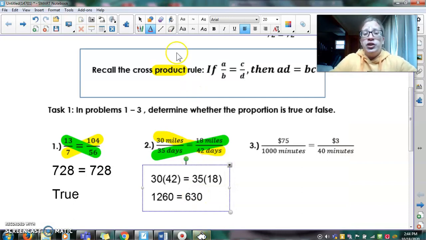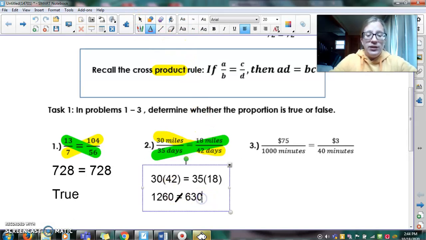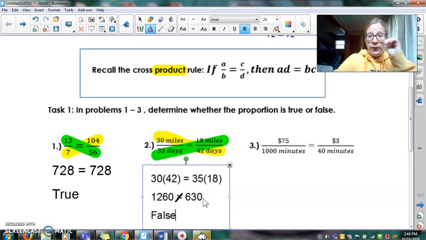And if I'm looking at these two, I'm going to say absolutely not. These are not equal. So we can put a line through the equal sign to show not equal. Because they are not equal, this entire statement is going to be false. They are not a proportion. They actually have no relationship to each other at all. And then we're going to move on to the next one.